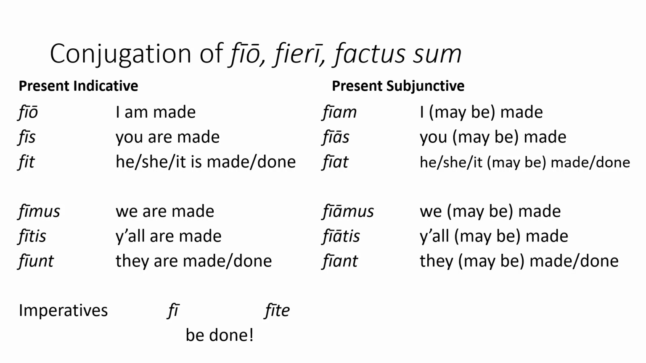Fiam in the first person singular, fias in the second person singular, fiat in the third person singular, fiamus in the first person plural, fiatis in the second person plural, and fiant in the third person plural. Although subjunctives are translated differently based on what type of clause they are in, for the purpose of this lecture, I will say that it is translated as I may be done, you may be made, he, she, it may be made or done, we may be made, y'all may be made, and they may be made and or done. But remember, the may is optional.